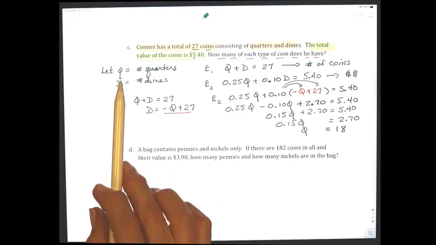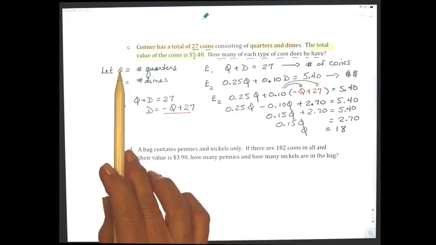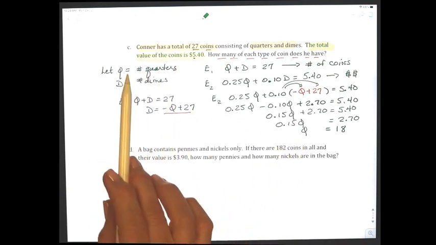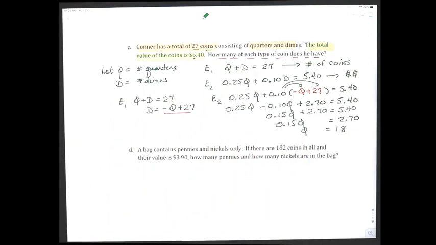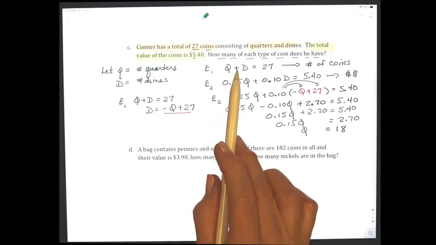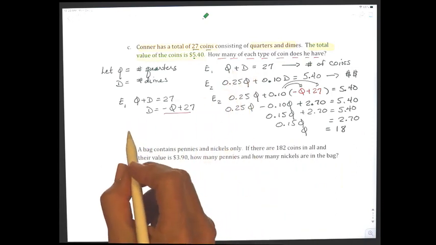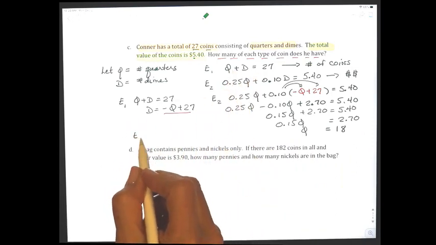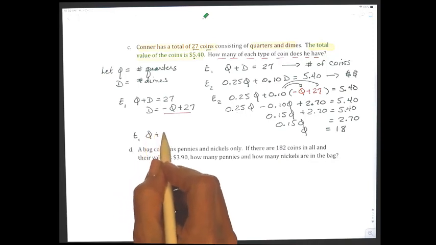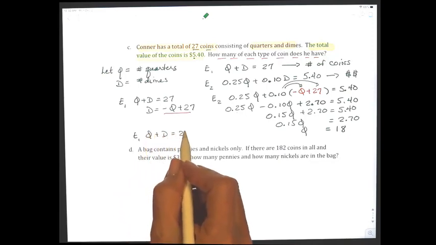And you can run back up here and see that. You've got it labeled, but because we chose letters that are sort of connected to the problem, I think that makes it a little bit easier to follow. And then I'm going to go back and back substitute. So equation number 1 says the number of quarters plus the number of dimes is equal to 27.